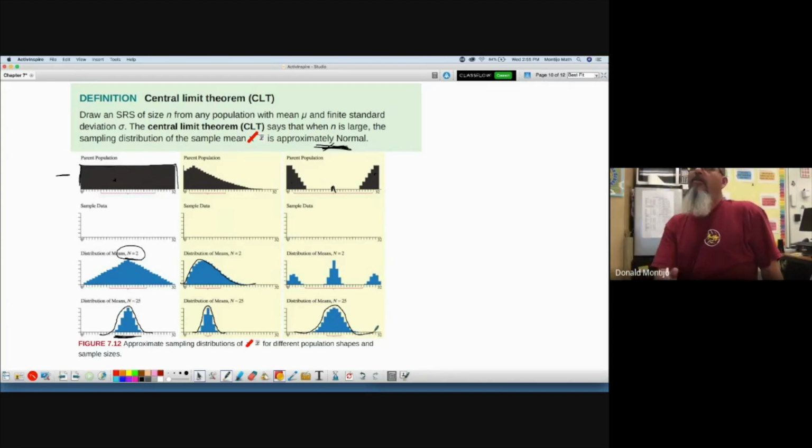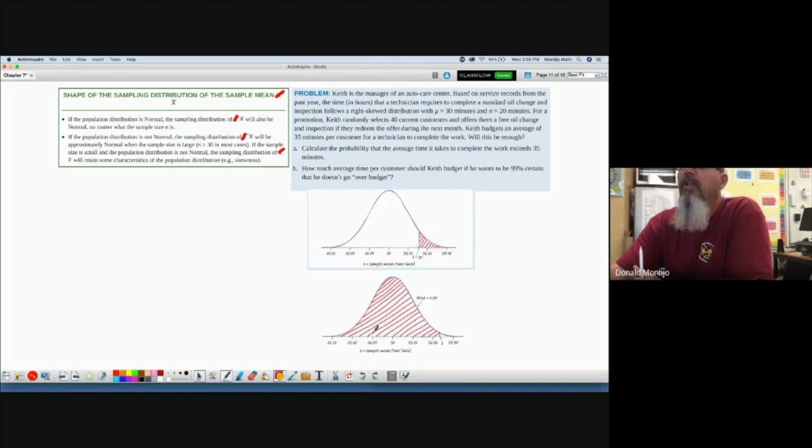How do I know if it's normal for a quantitative variable? They tell me, or the central limit theorem applies. It's going to be super important for us because we can't do normal calculations if we don't know whether or not the data is normal. Let's look at an example of this. The shape of the sampling distribution.